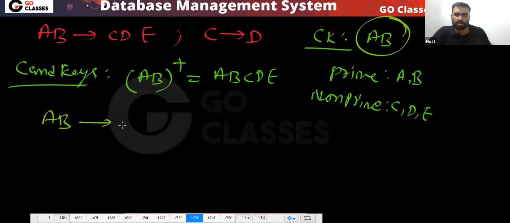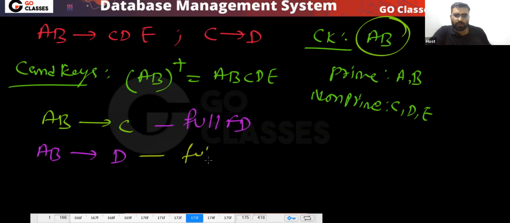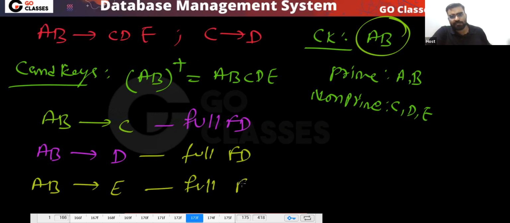So check AB goes to C. Is this partial? AB determining C. Can you remove something? This is full. This is a full FD. What about AB determining D? Can you remove something? This is also a full FD. AB determining E is also a full FD.